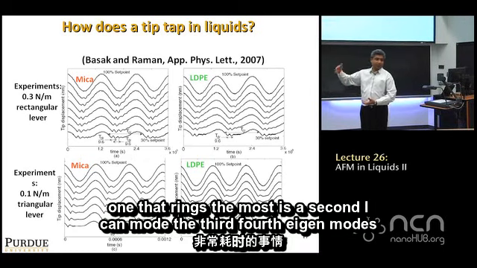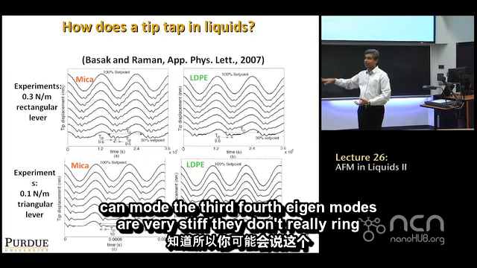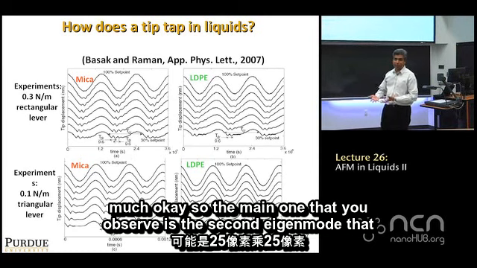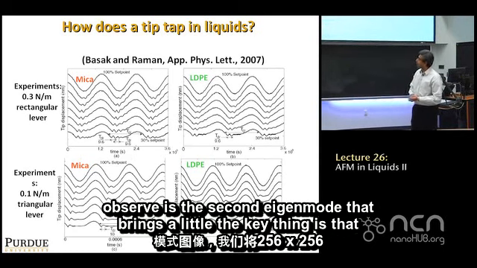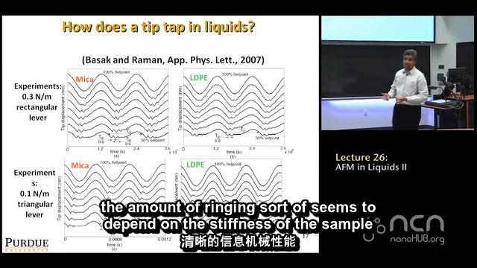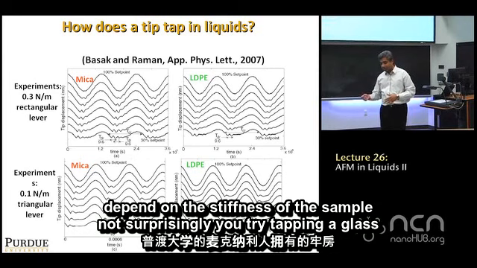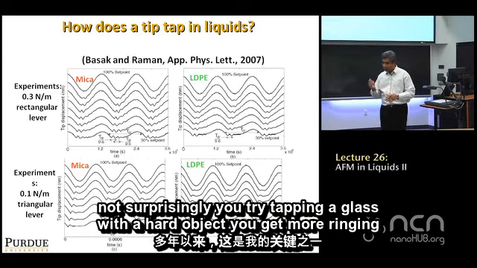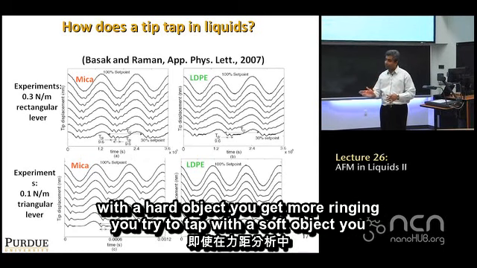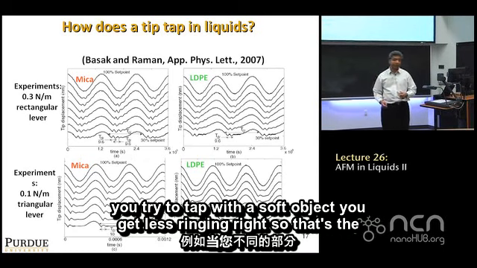The third, fourth eigenmodes are very stiff. They don't really ring much, okay? So the main one that you observe is the second eigenmode that rings a little. The key thing is that the amount of ringing seems to depend on the stiffness of the sample. Not surprisingly, if you try tapping a glass with a hard object, you get more ringing. You try to tap with a soft object, you get less ringing, right? So that's the whole idea.